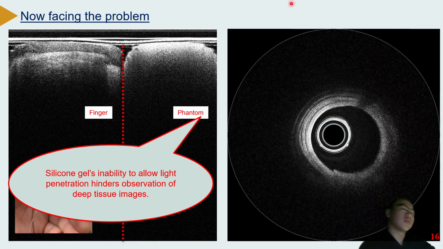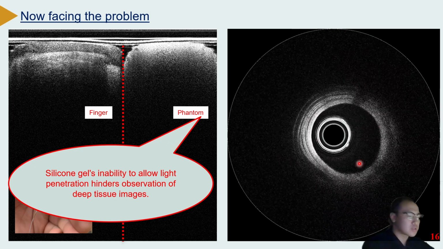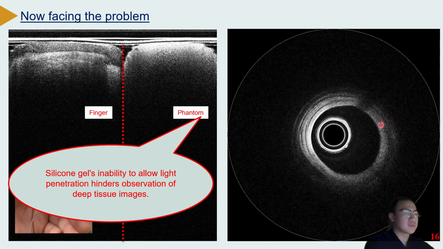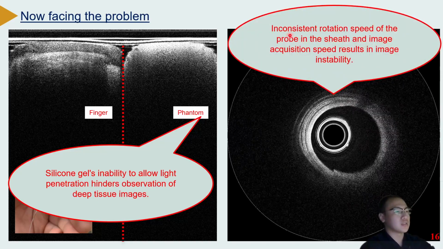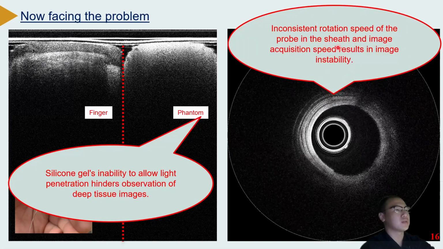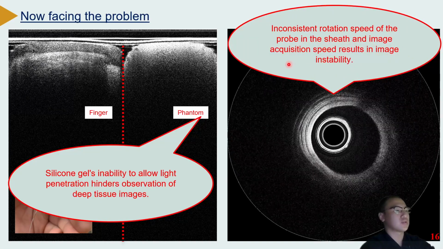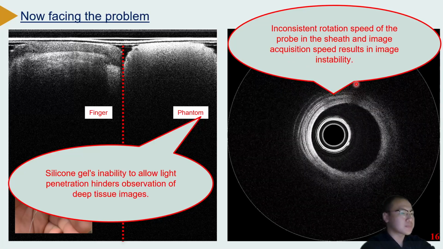The second problem: we can see the dynamic real-time image has motion in it. Why does it have this problem? Because of the inconsistent rotation speed of the probe and the image acquisition speed, which result in image instability.